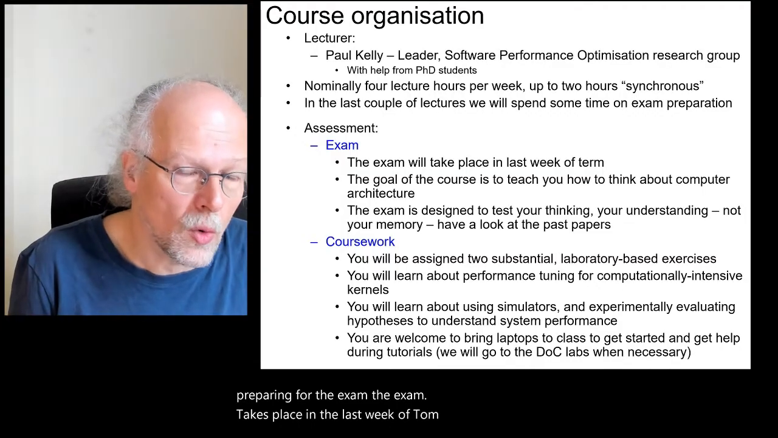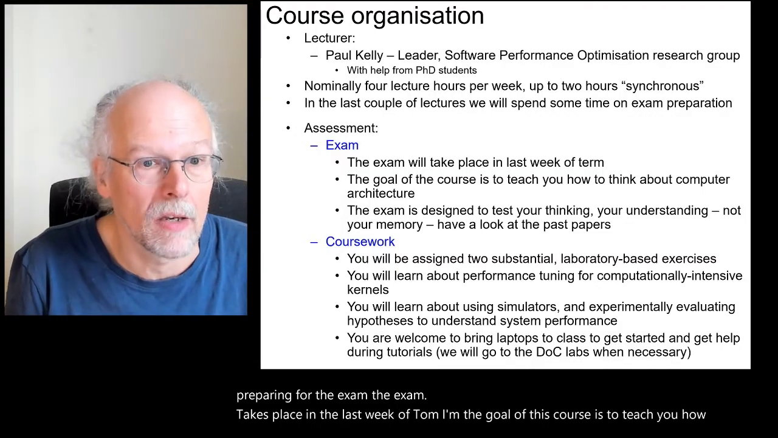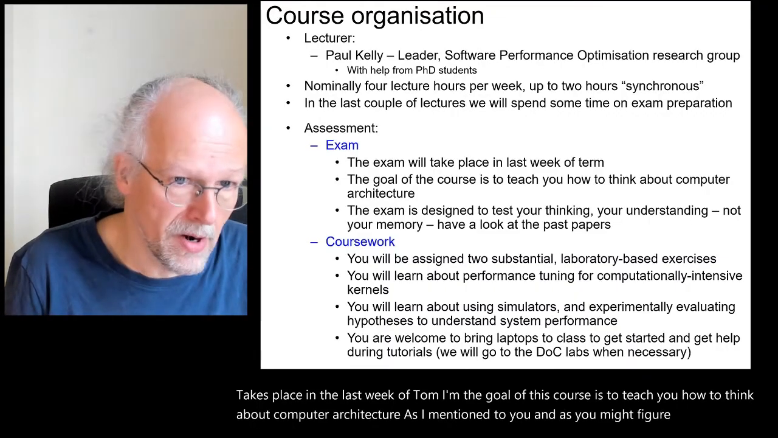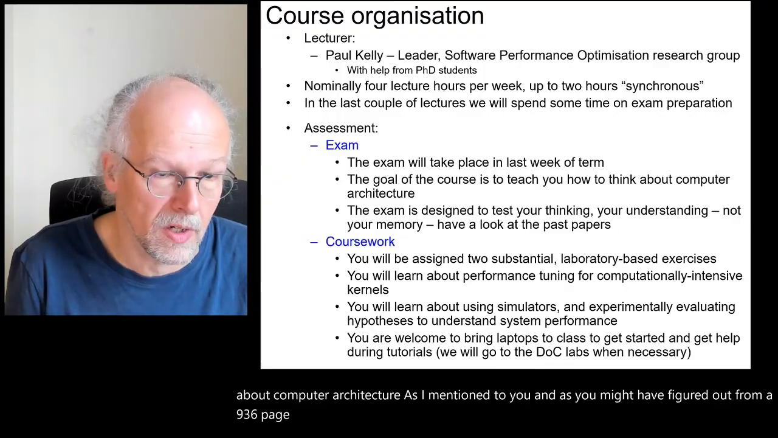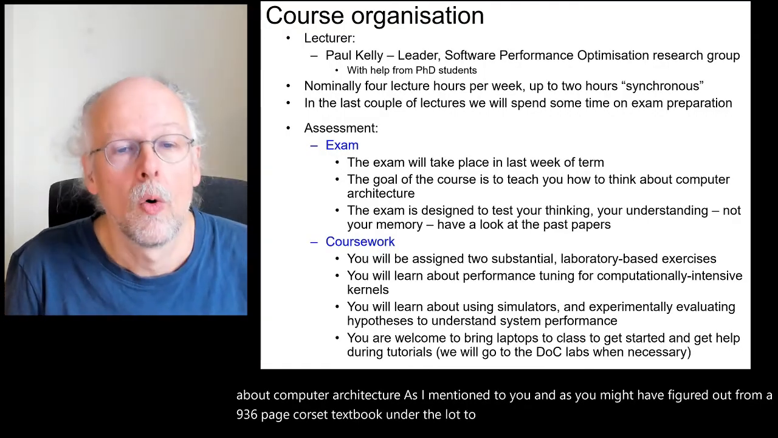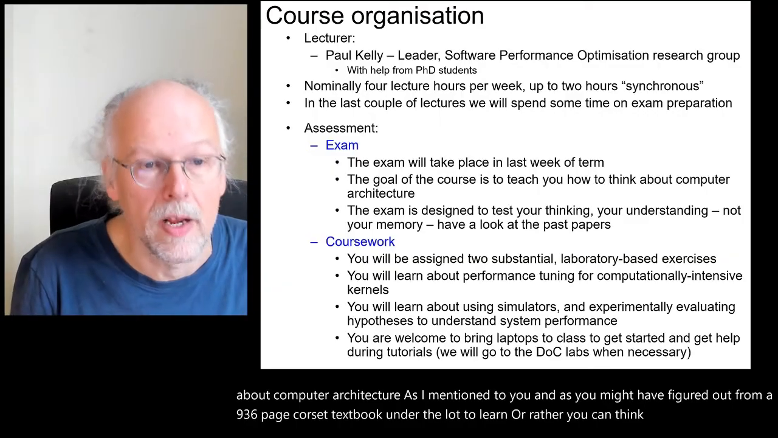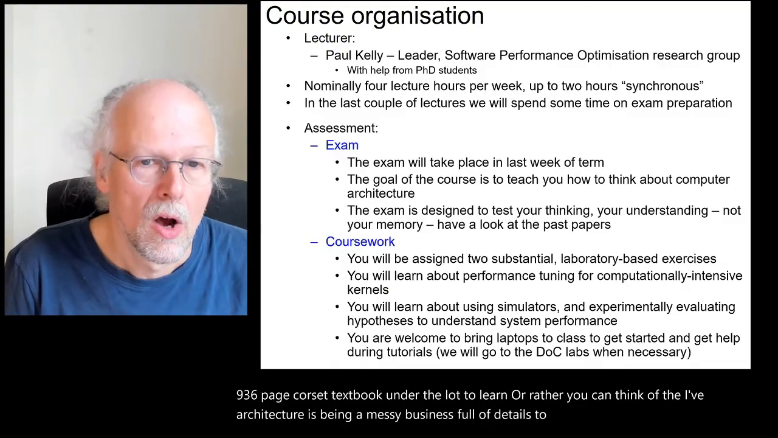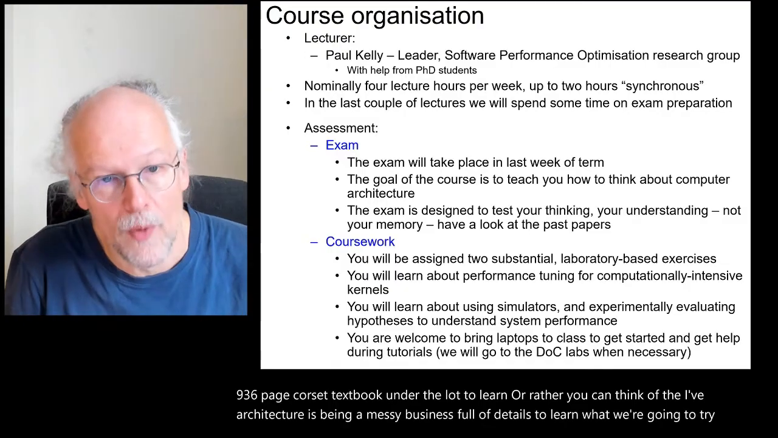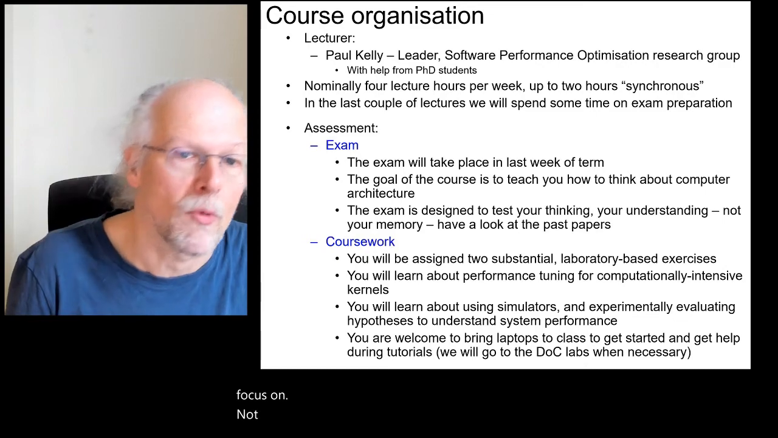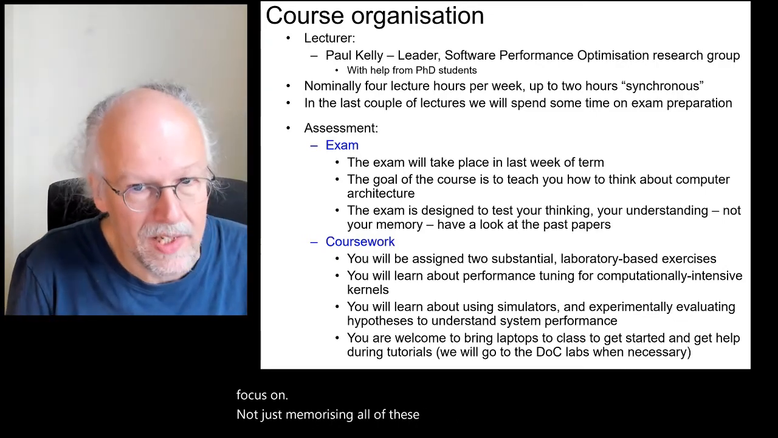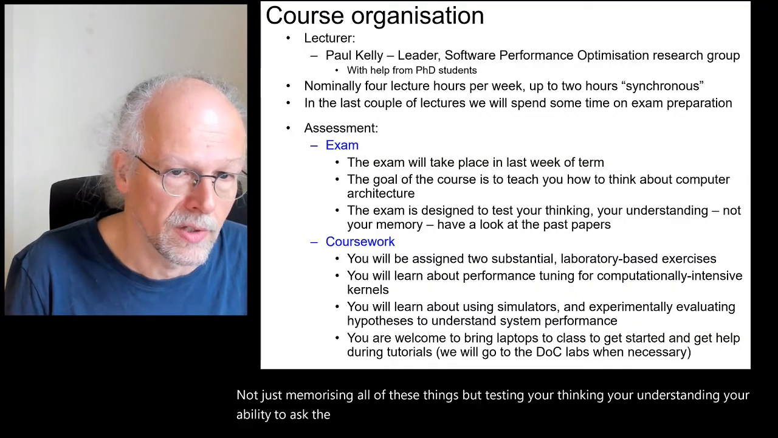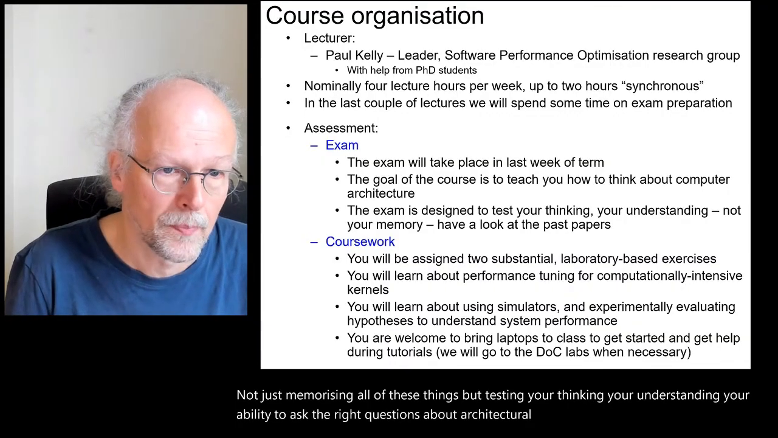The goal of this course is to teach you how to think about computer architecture. As I mentioned to you, and as you might have figured out from a 936-page course textbook, there's a lot to learn. Or rather, you can think of architecture as being a messy business full of details to learn. What we're going to try to do is focus on not just memorizing all of these things, but testing your thinking, your understanding, your ability to ask the right questions about architectural ideas.